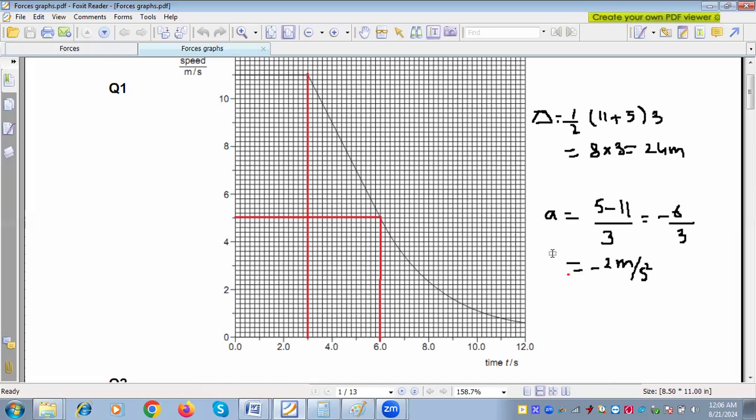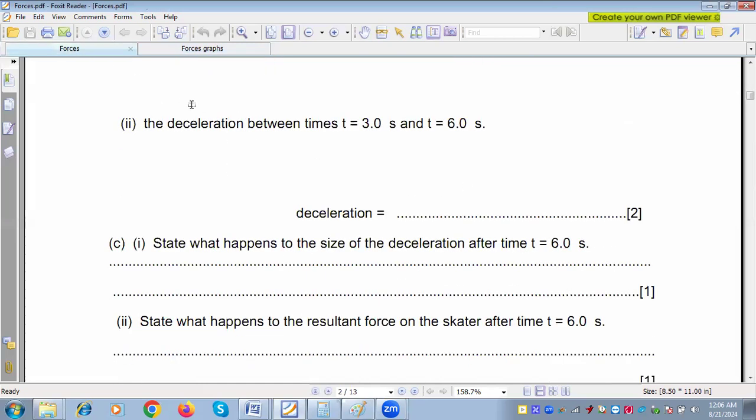Because I have used a, I will write a minus sign. But with deceleration, we do not write a minus sign. So we will simply write 2 meters per second squared.